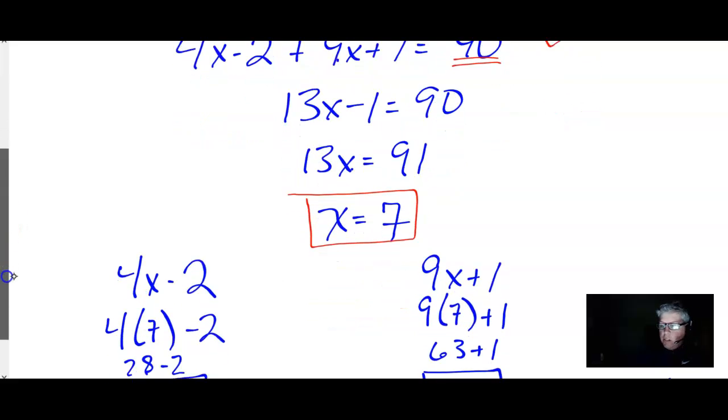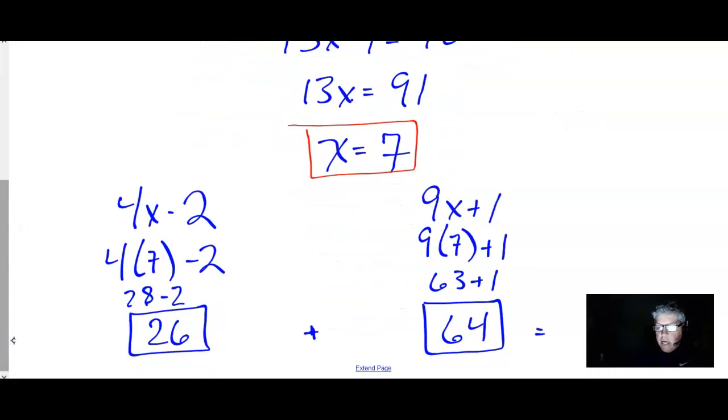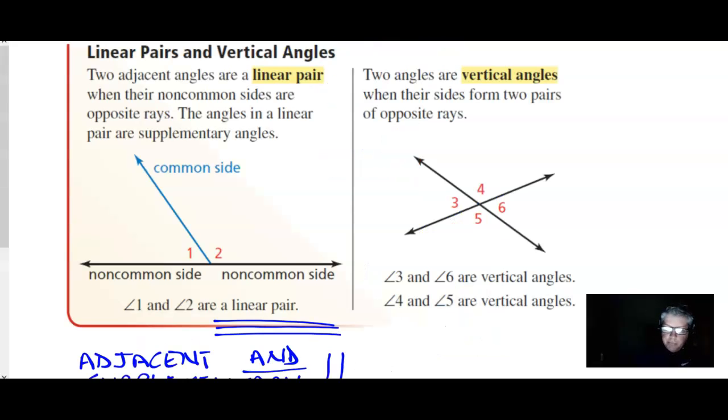But they might want to know the values of each angle separately. So you're going to substitute x equal to 7 into both of those, plug them in, multiply them out, and you get 26 and 64. Cool little way to check, do those add up to 90? And yes, they do. Check. 64 and 26.